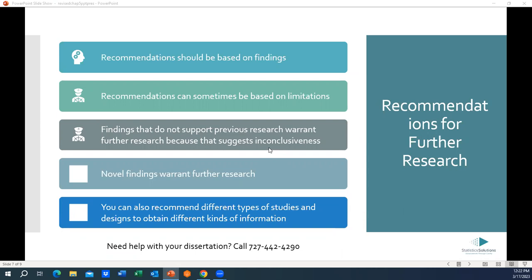Recommendations based on limitations. You can do that too. The idea here is just to recommend that people replicate your study, but make sure they address what was a limitation in your study.